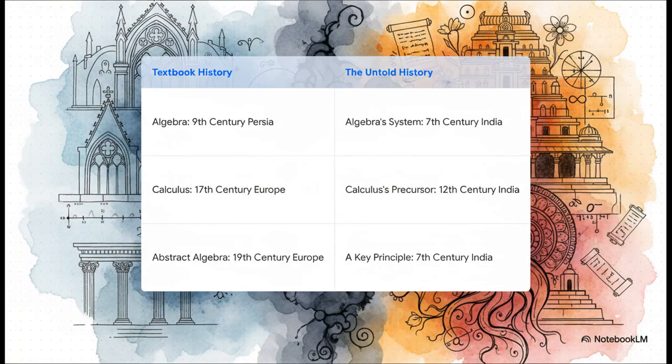And this slide, this is where it gets wild. Look at the gap. On the left, you've got the conventional timeline for these huge mathematical breakthroughs. But on the right, a much, much earlier origin story. We're not talking about a small correction here. We're talking about a difference of centuries, sometimes a whole millennium. This is a fundamental rewrite of where the tools of modern math were actually engineered.